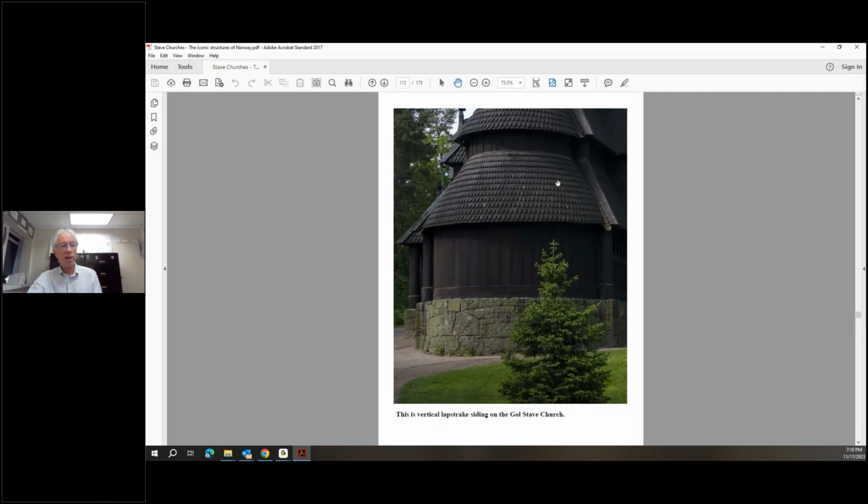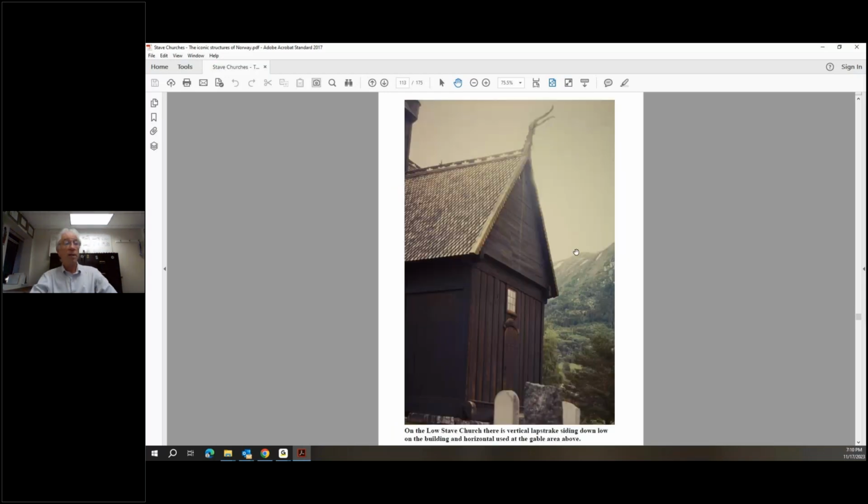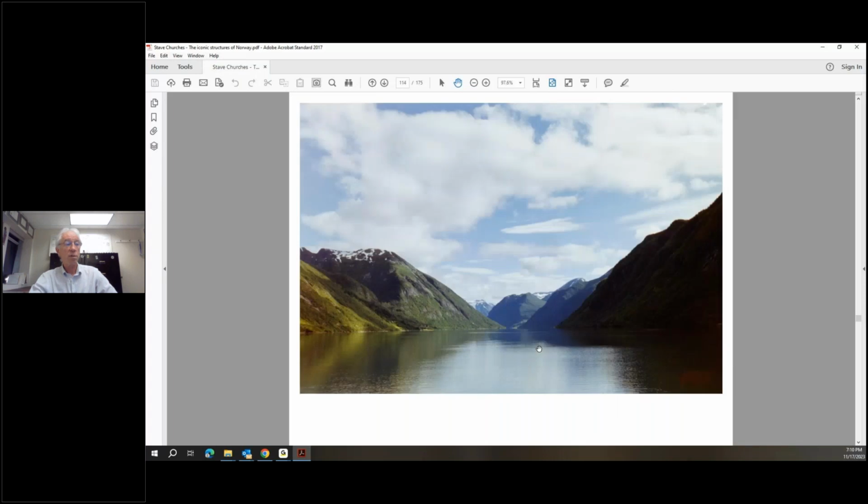Here we have vertical lapstrack siding on the back of the Gol Stave Church. And here at the Lom Stave Church, you've got horizontal lapstrack and vertical at the bottom. So up in the gable end is the horizontal boards, and then down below are vertical boards.